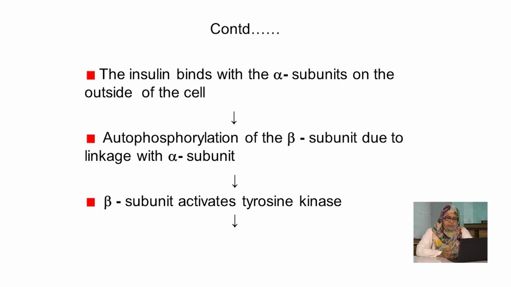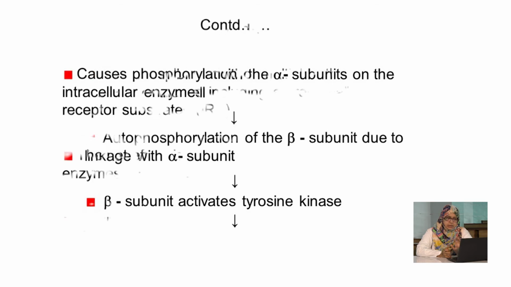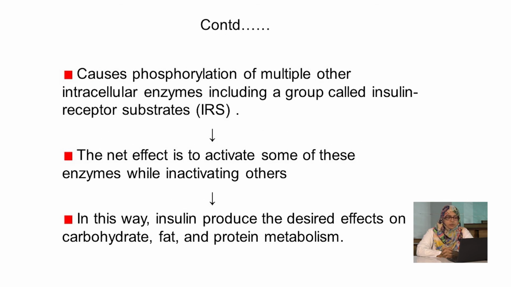Then the beta subunit activates tyrosine kinase and causes phosphorylation of multiple other intracellular enzymes, including a group called insulin receptor substrate. The net effect is to activate some of these enzymes while inactivating others. In this way, insulin produces the desired effect on carbohydrate, protein and fat metabolism.